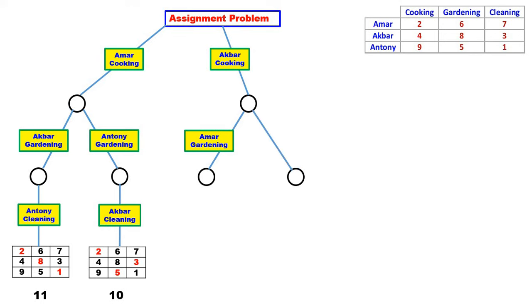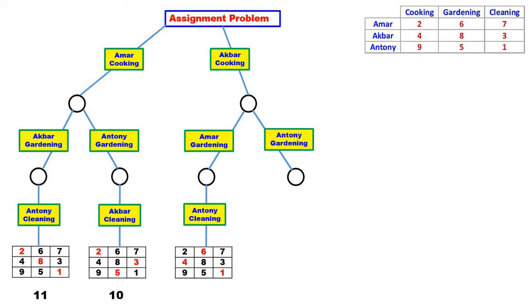Amar may do gardening or Anthony may do gardening. Now, Akbar is cooking and Amar is gardening. What is the option for Anthony? Cleaning. Now, we shall see the solution. Akbar cooking is 4. Amar gardening is 6. Anthony cleaning is 1. What is the answer? 11. 6 plus 4 plus 1 is 11.